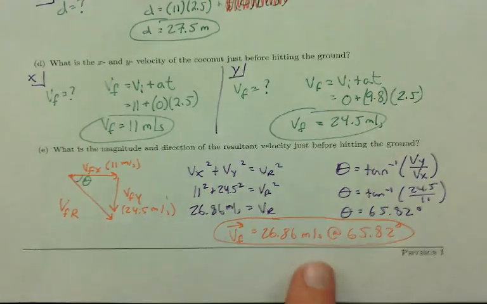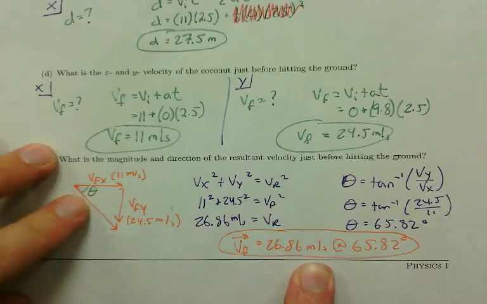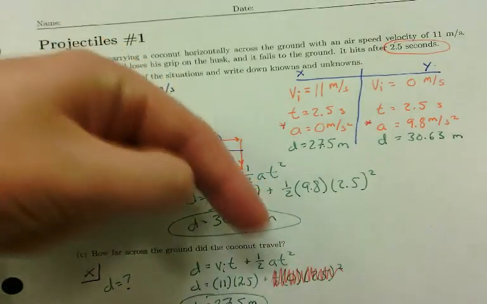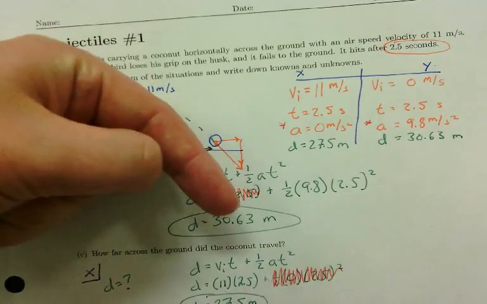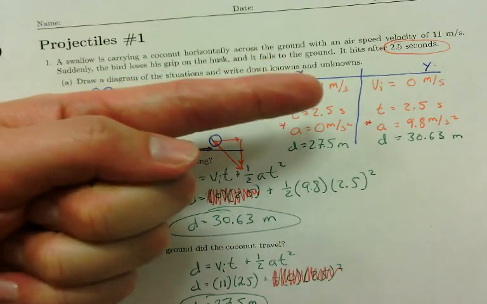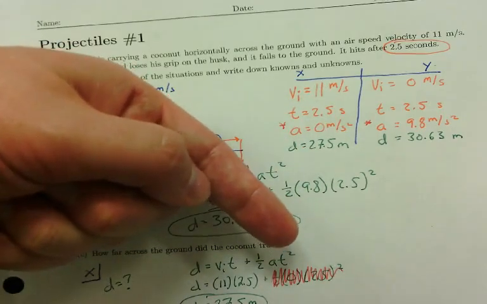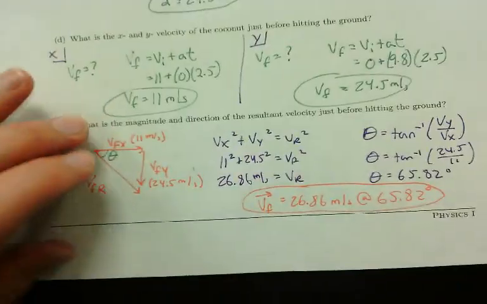So, what does this mean? What that means is, what is the coconut doing right now? It's going this way at 26.86 meters per second. And what is that direction? Well, that direction is if I were to go horizontally and I were to go 65 degrees below that, that's the direction it's going.